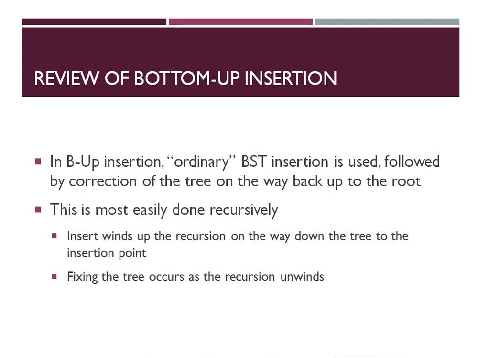This is most easily done recursively. In the bottom-up approach, we can do recoloring and then change the nodes by doing some rotations. This is done recursively until all of the properties are satisfied. Insertion winds up the recursion on the way down the tree to the insertion point. In bottom-up, we move from the leaf node to the root node. We check all of the sub-nodes, meanwhile fixing the tree as the recursion unwinds.